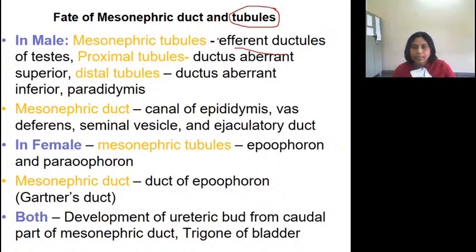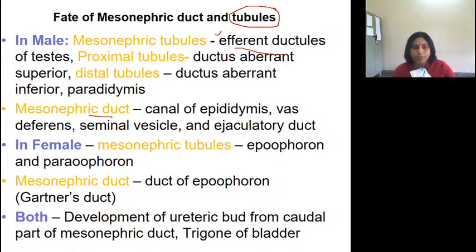And an important structure you should remember is the efferent ductules. The efferent ductules of the testis are also derived from the mesonephric tubules, and the proximal and distal mesonephric tubules will disappear, and if they persist, these will lead to the ductus aberrans superior, ductus aberrans inferior and the paradidymis. Then the mesonephric duct.